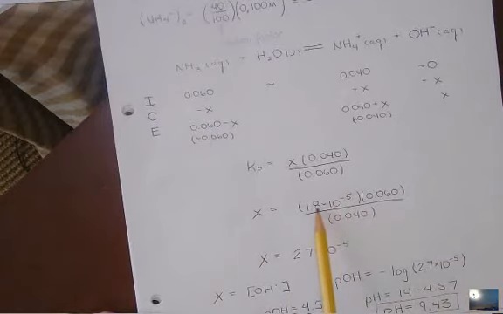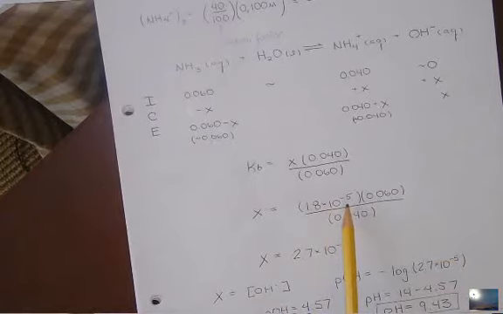Kb is 1.8 times 10 to the minus 5. It's interesting that ammonia has a Kb of 1.8 times 10 to the minus 5, and acetic acid has a Ka of 1.7 times 10 to the minus 5. So they just happen to have similar numbers. So it's less numbers for us to memorize. Okay? That's why we use them as examples so much.